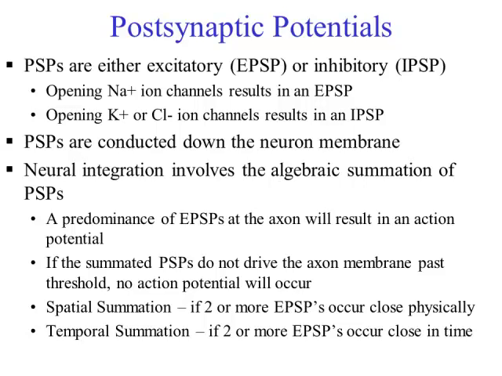Or it'll get some excitatory and some inhibitory, so it'll add a little, take a little away, and it'll just go until it goes one direction or another. So whatever the predominance of EPSPs at the axon hillock will result in the action potential.